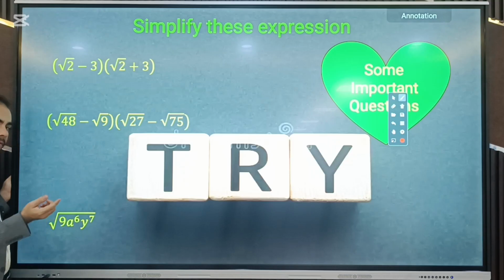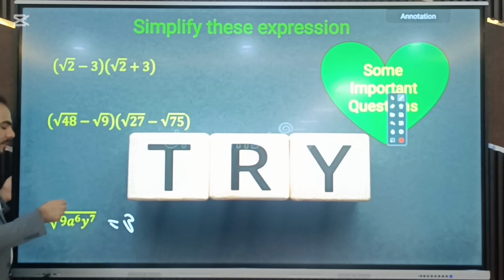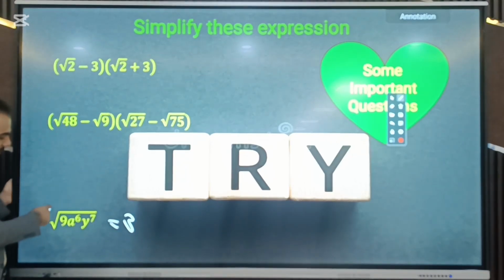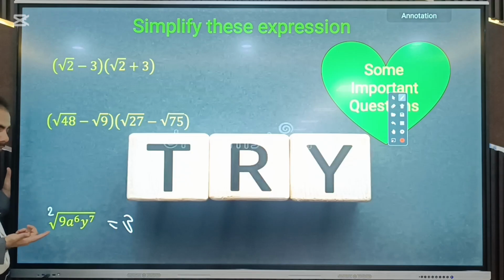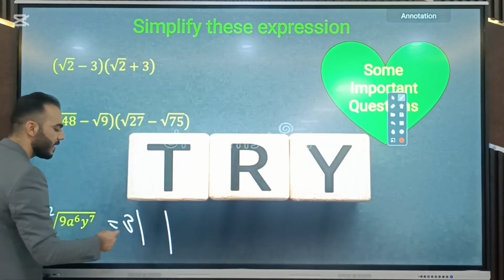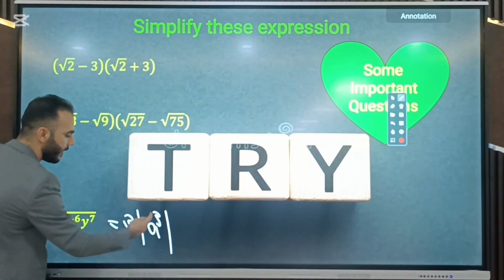Well, 9 is perfect, so it's going to come out as 3. A to the power of 6, so is 6 divisible by 2? We will divide it by 2. Why? Because we said that the index for square root is 2. So 6 divided by 2 is 3. Since it's odd, we are going to put it inside the absolute value. So it's equal to a to the power of 3.